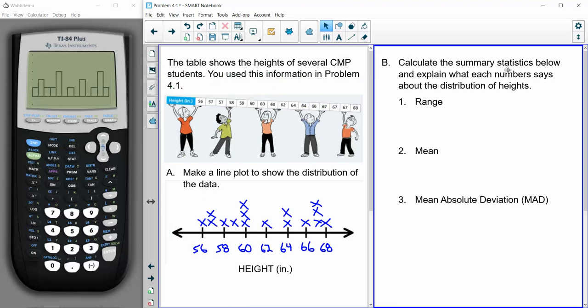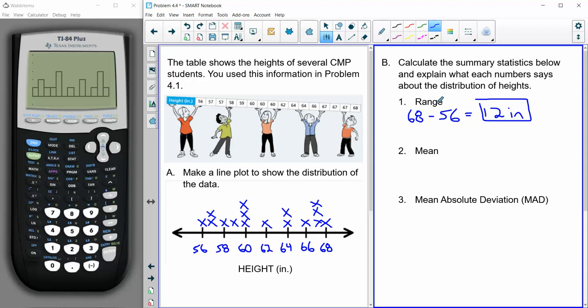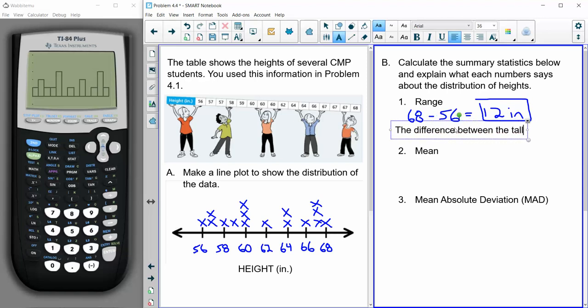Calculate the summary statistics below and explain what each number says about the distribution of heights. Let's do that. The range is the tallest minus the shortest, which is 12 inches. And let's add a little explanation: the difference between the tallest student and the shortest is 12 inches.